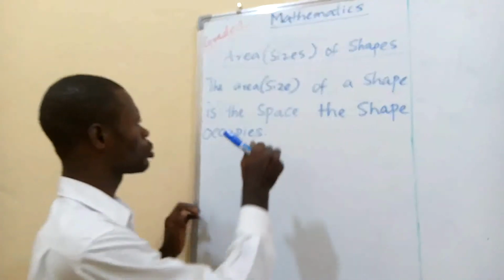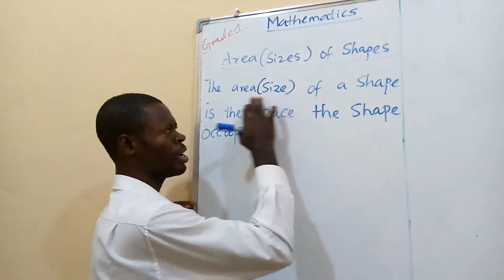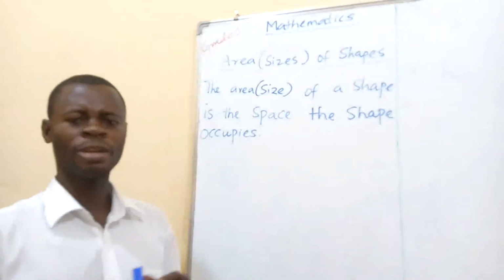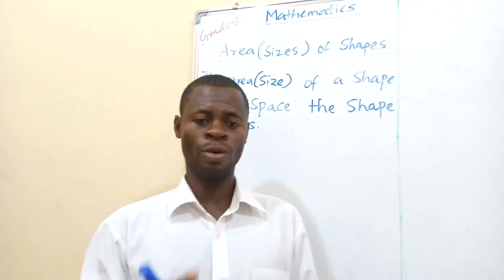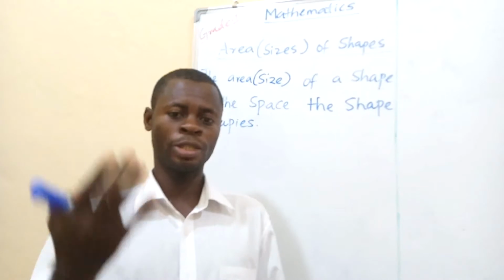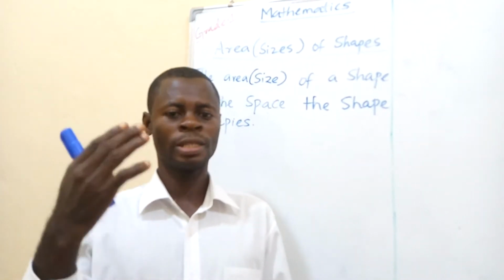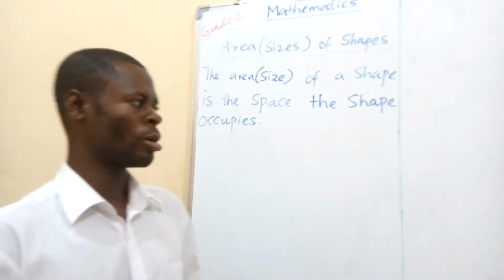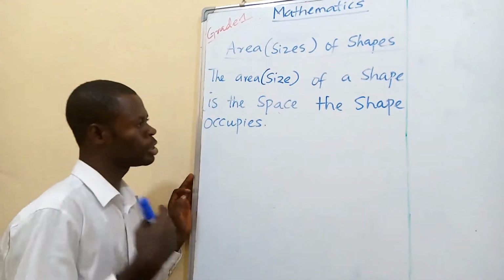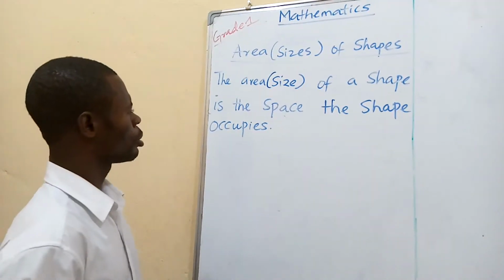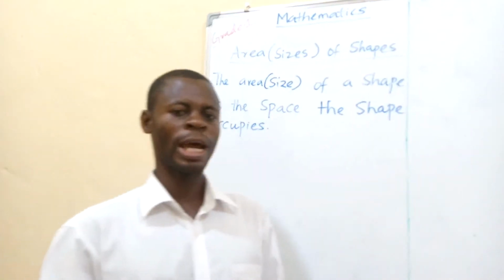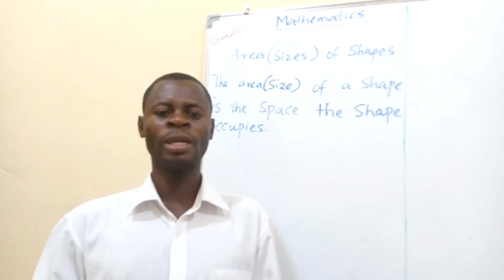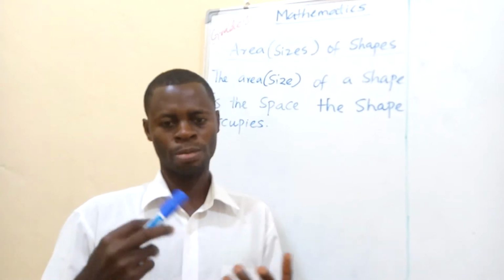And I also want to let you know that another word for area is what? Size. So anytime you hear the word area, what needs to come into your mind is what? Size, or sizes, or objects, or shapes. Alright? So next we are going to carry out some practical activities on how we are going to find out areas of what? Some shapes.